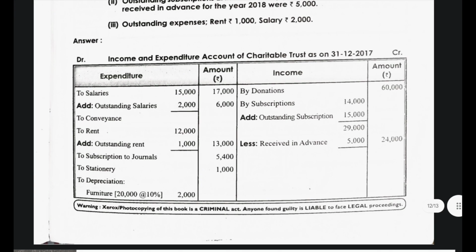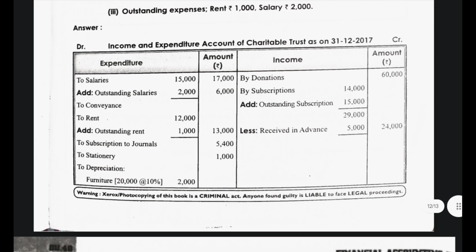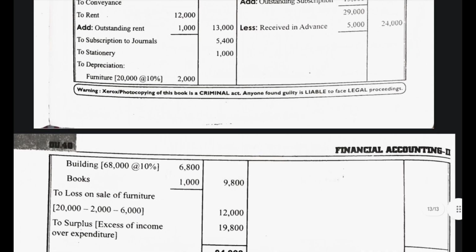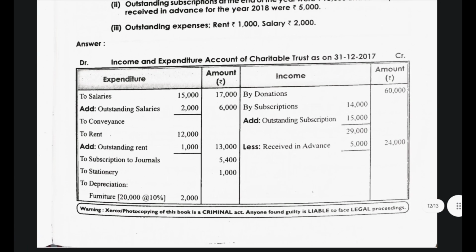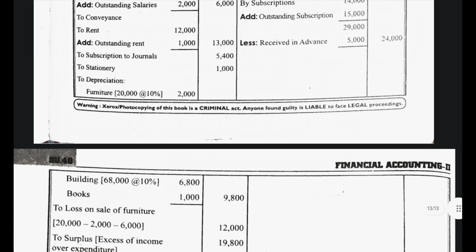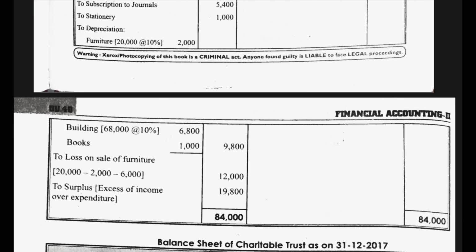So only depreciation of furniture we have to take here. Depreciation of furniture and depreciation on building, depreciation of books, it is given in the question. So those depreciations only we have to take here. Depreciation on furniture 20,000 at 10%, 2,000. Building 68,000 at 10%, 6,800. Books depreciation directly 1,000 it is given, so 9,800.